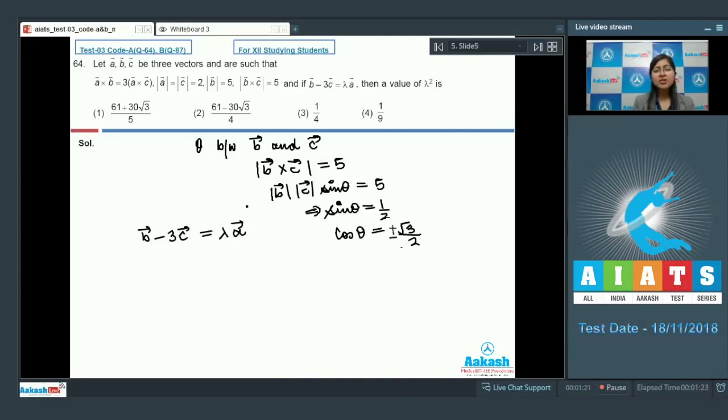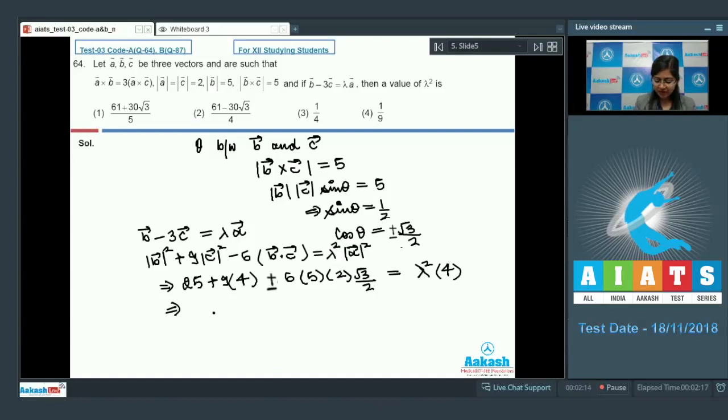As we are given that B minus 3 times C vector is equal to lambda into A vector, taking magnitude and then squaring, we can find that magnitude of B whole square plus 9 times magnitude of C whole square minus 6 times B vector dot C vector is equal to lambda square into magnitude of A whole square. Now simplifying this, we can find that the value of lambda square is equal to (61 + 30 root 3) upon 4. That is, the correct answer is option number 2.